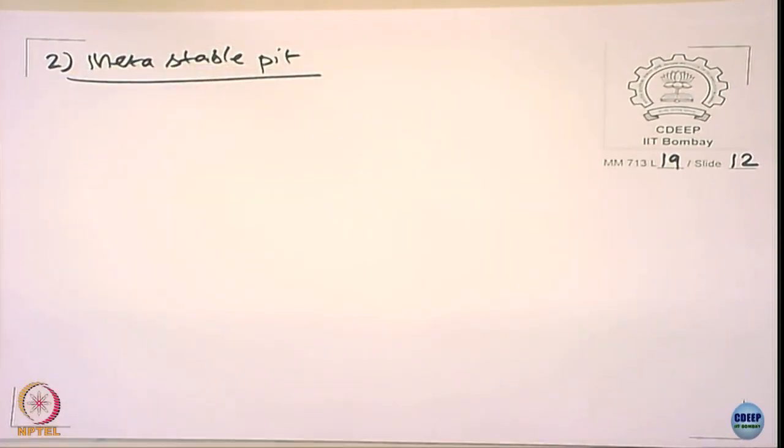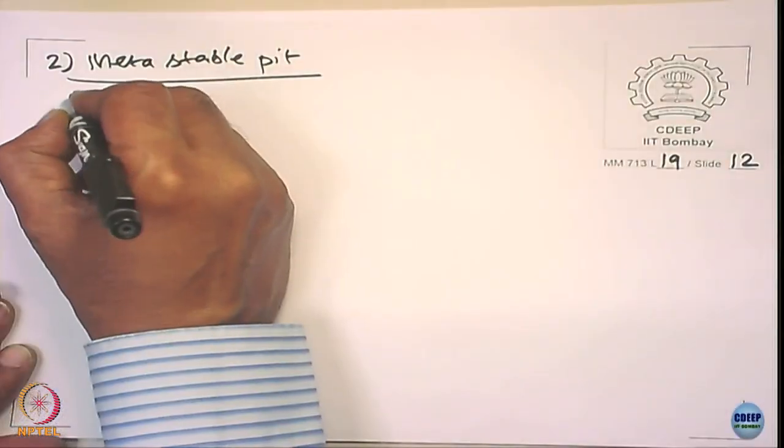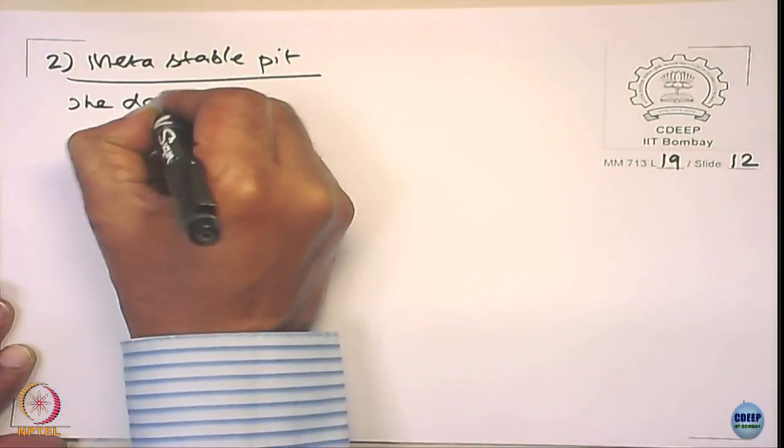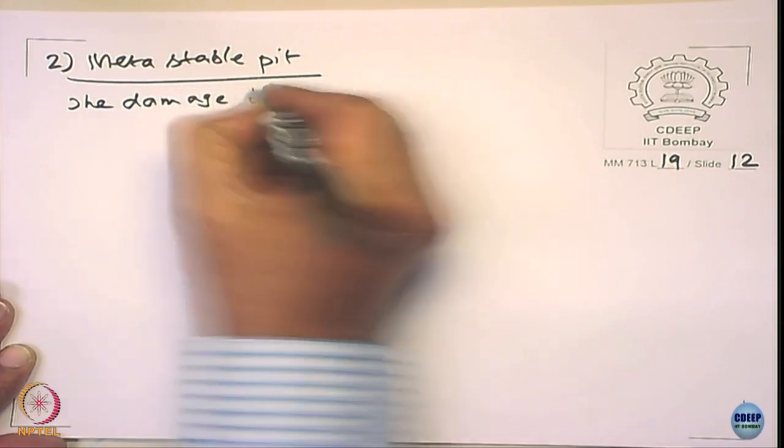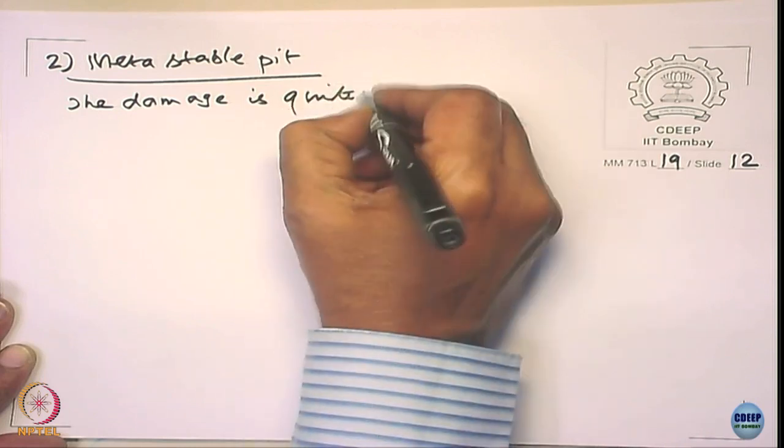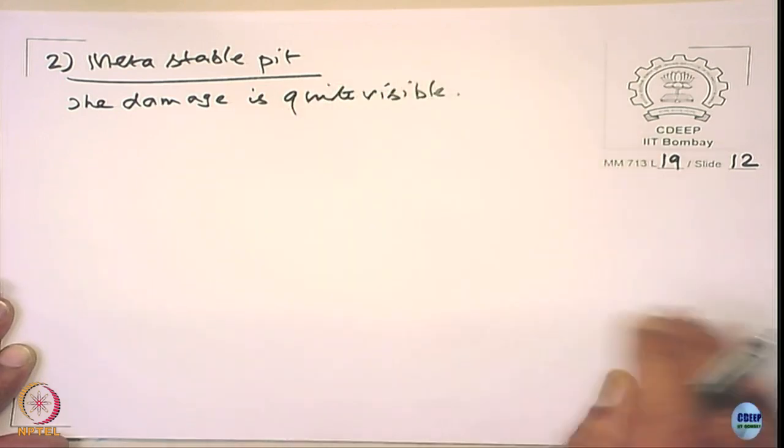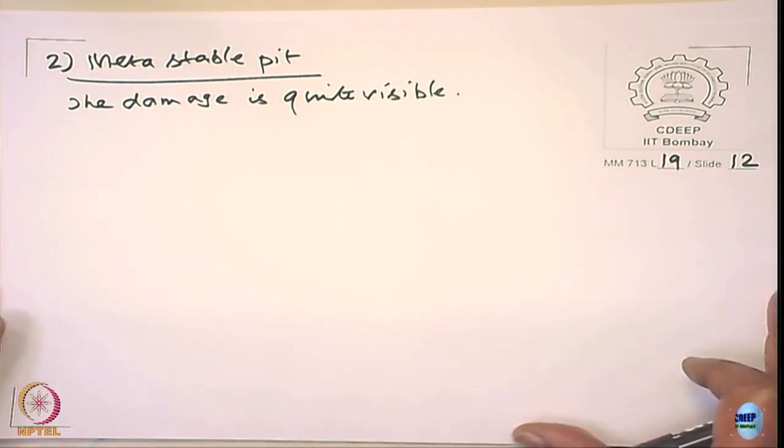a metastable pit. Do you know what we mean by metastable? Anybody? It is between a stable and an unstable state, right? In between a stable state and an unstable state is called a metastable state. It can either go to a stable state or move to an unstable state, that is called a metastable state, okay. In the metastable pit, what happens? The damage is quite visible. So, what do we mean by that?